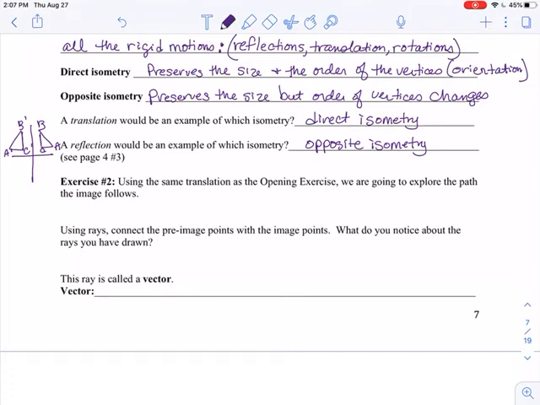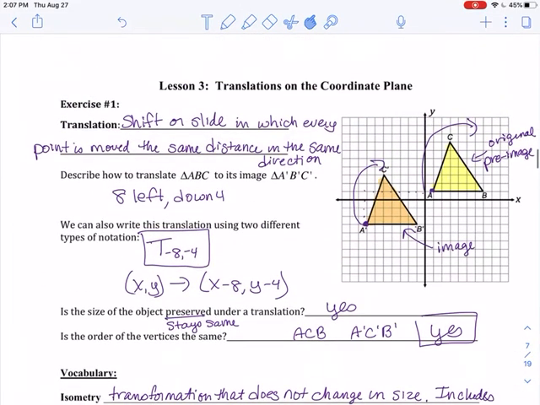All right, using the same translation as the opening exercise, we're going to explore the path that the image follows. Using rays, we want to connect the pre-image points with the image points. What do you notice about the rays you've drawn? So let's go back up here. I'm going to connect, let me just erase this right here. I'm going to connect the image and the pre-image.